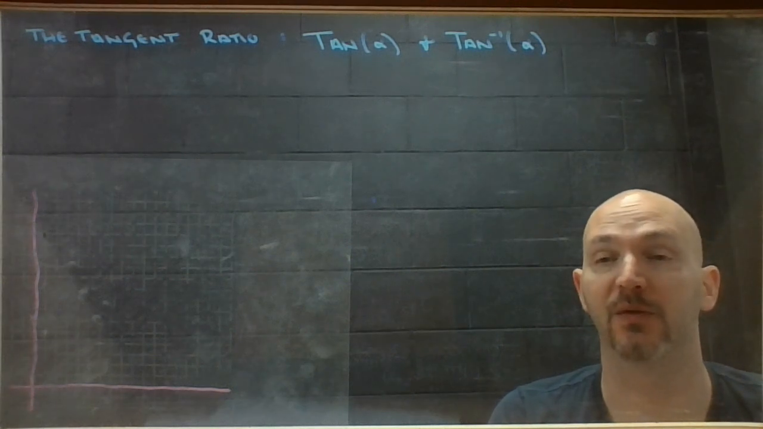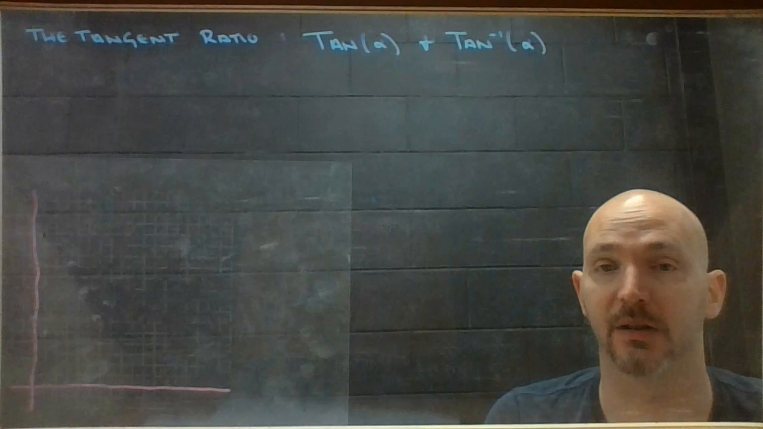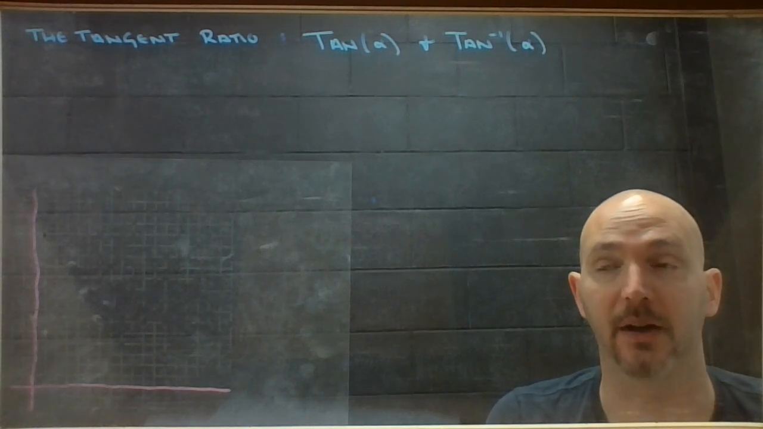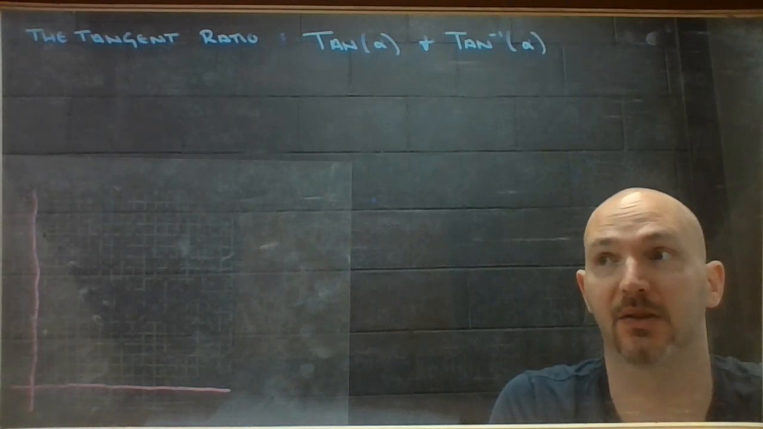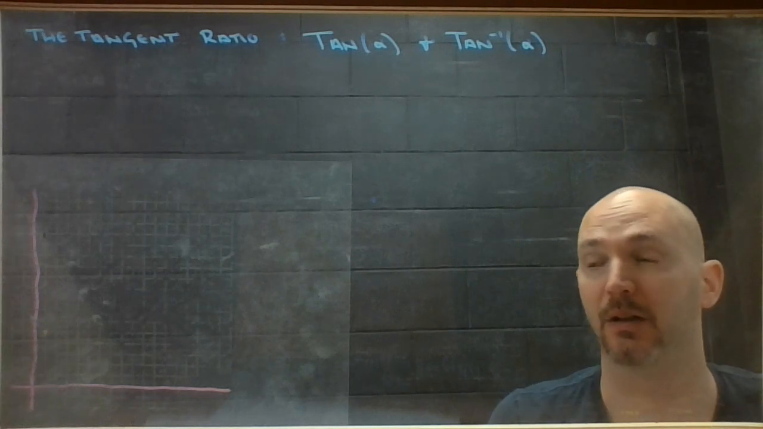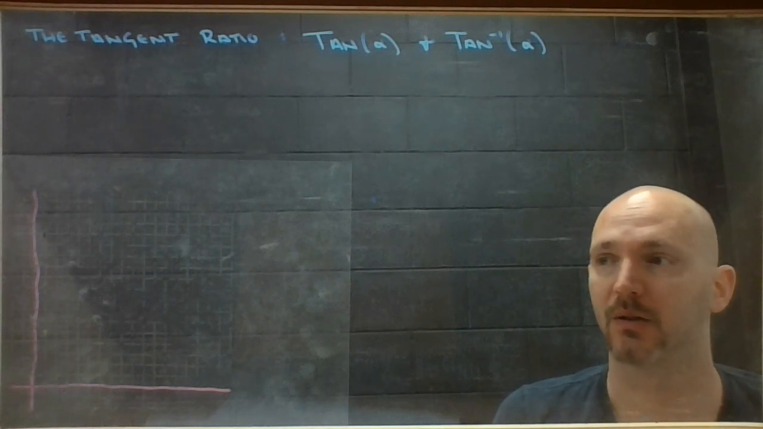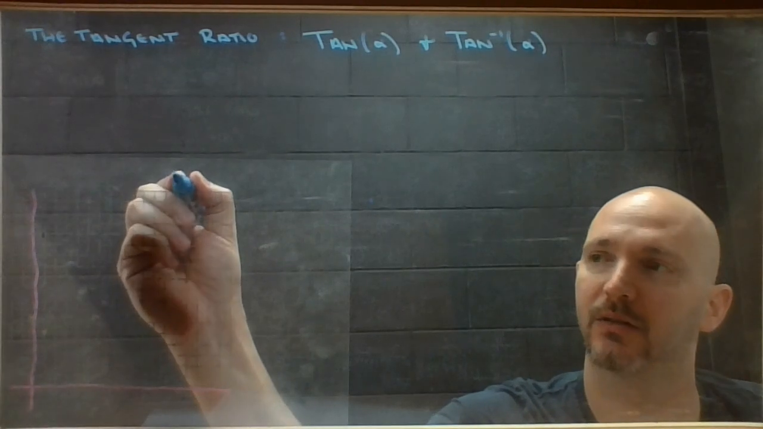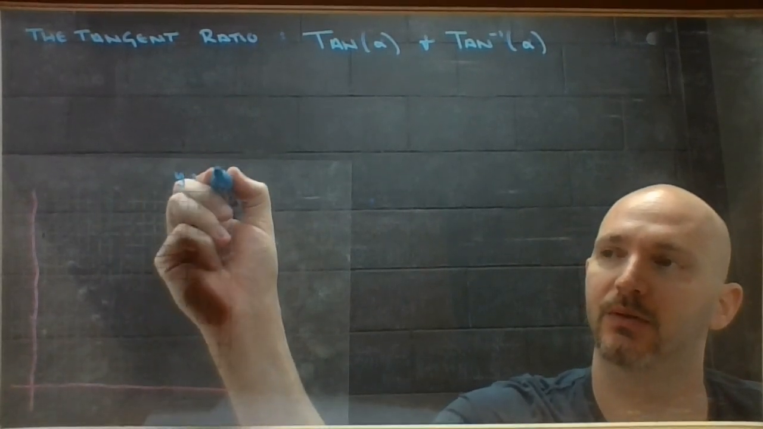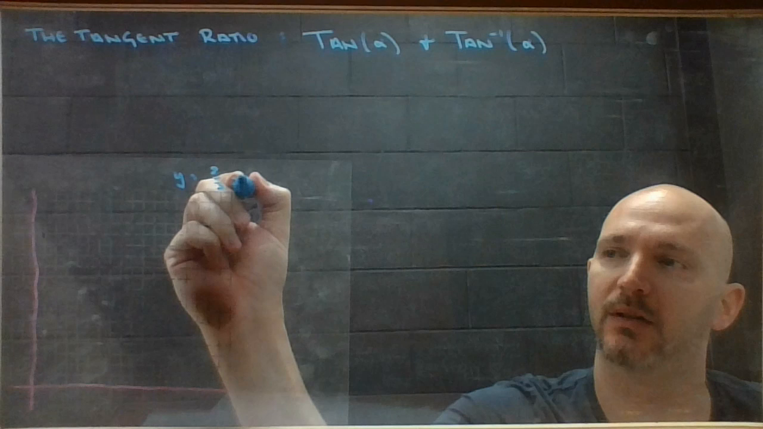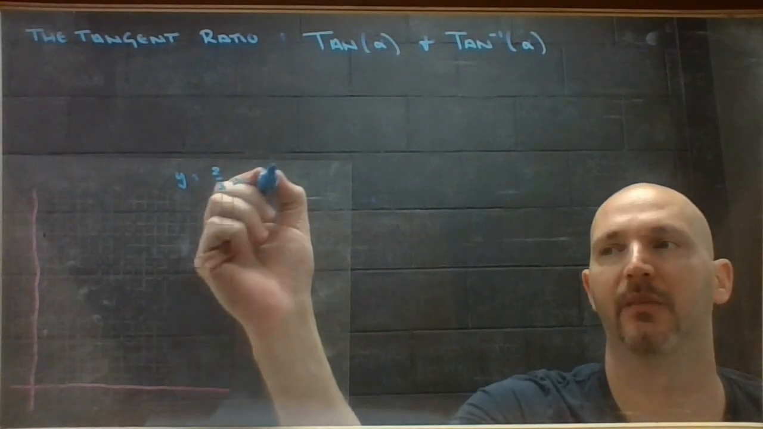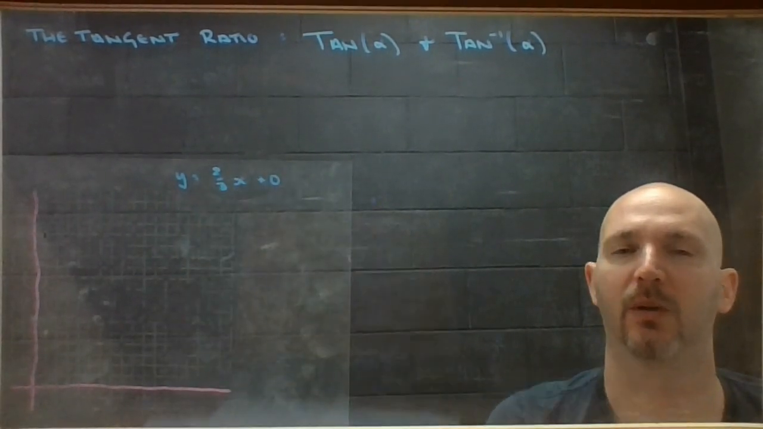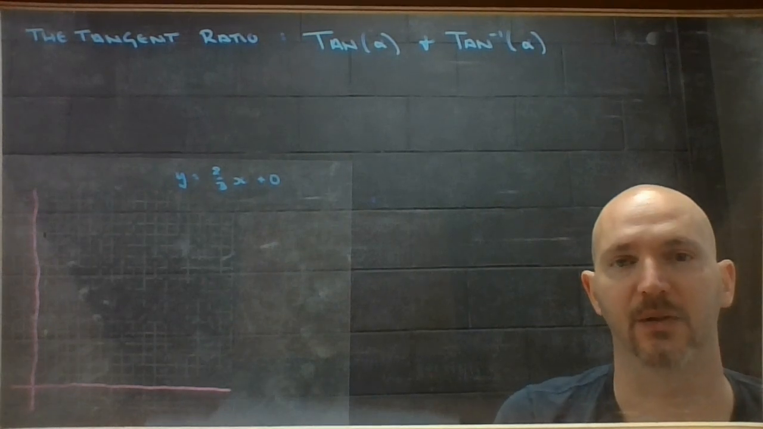This is the first video about trigonometry, which is the sort of mathematics of triangles. But I would like to start instead with a graph of a line. So I'm going to sketch y equals 2/3 of x. And if you want a y-intercept, we'll put the +0 in there so you can see it.